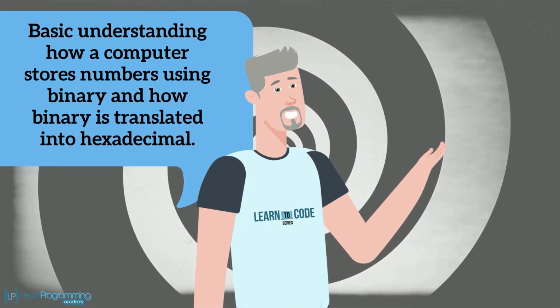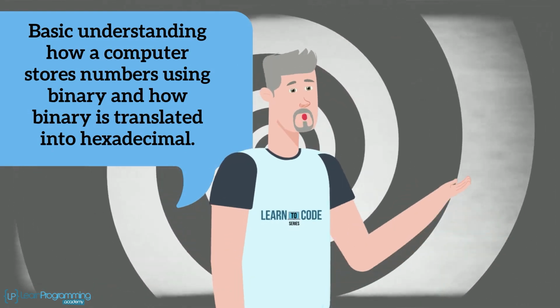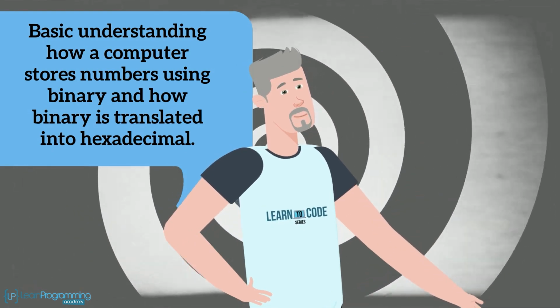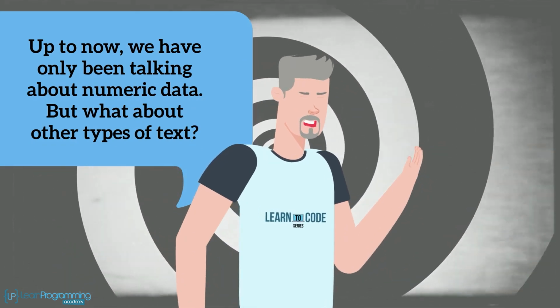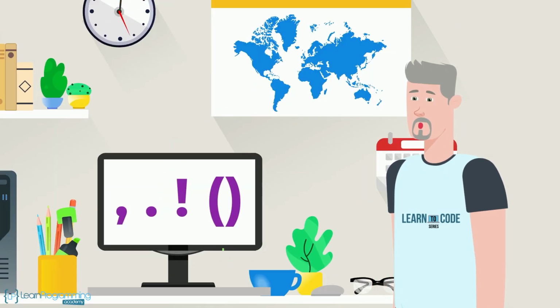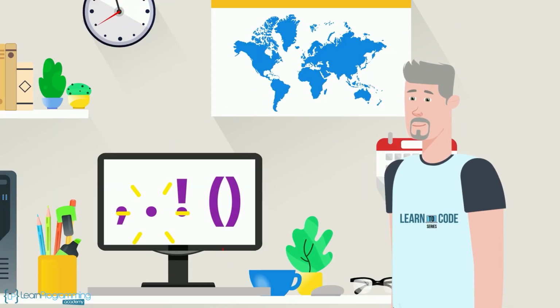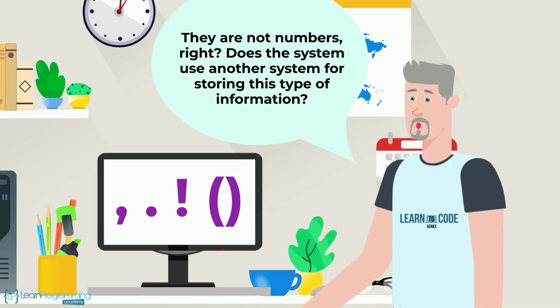Now you hopefully have a basic understanding of how a computer stores numbers using binary and how binary is translated into hexadecimal. Up to now, we've only been talking about numeric data. But what about other types of text? For starters, how would a computer store alphabetic and special characters like a comma, period, exclamation point, left or right parentheses, etc.? They're not numbers, right?